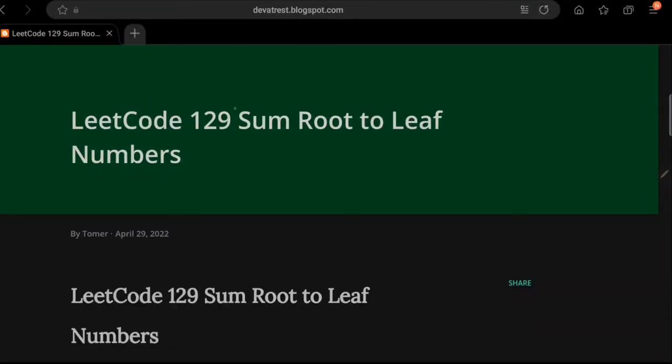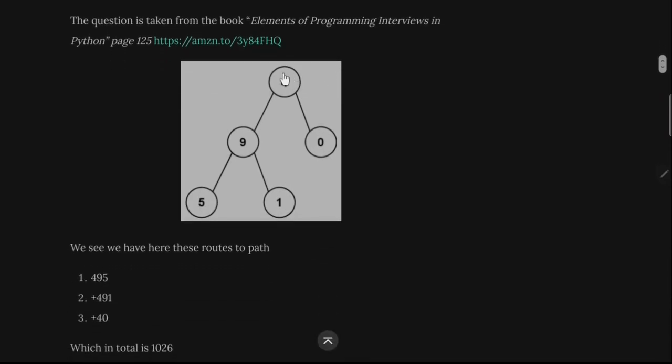Problem 129, the sum root to leaf numbers. So if we take a look at this tree, we see that according to the question, we need to sum all the numbers from root to leaf. What does it mean? This means that this number here is 495. Okay, this is number one.